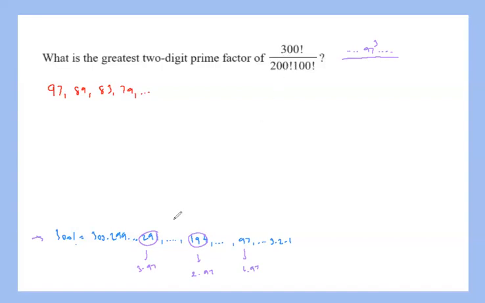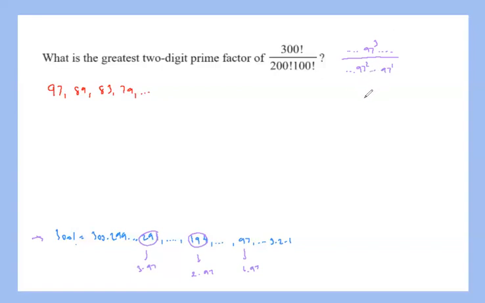Okay, and let's take a look at the denominator. In 200 factorial, if you just list all the numbers, 200, 199, 198, and so on, 194 is one of those, and then 97 is one of those as well. So this has two 97s, so 97 squared and a bunch of other numbers, which I don't really care about. And 100 factorial has only one 97. But as you see, the numerator has three 97s, and the denominator also has three 97s.